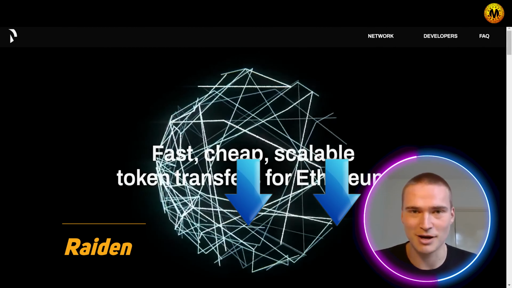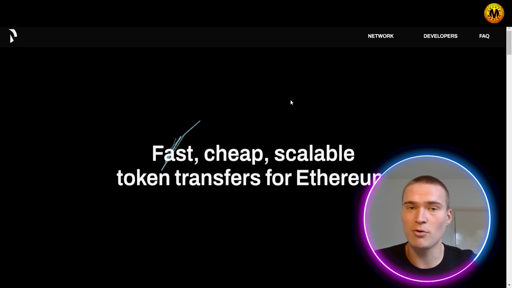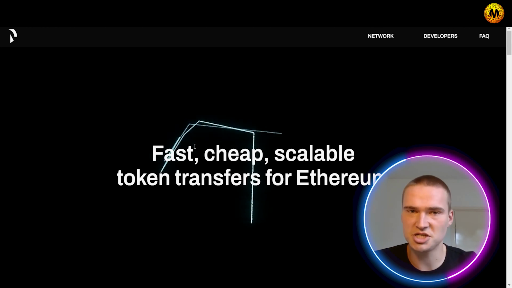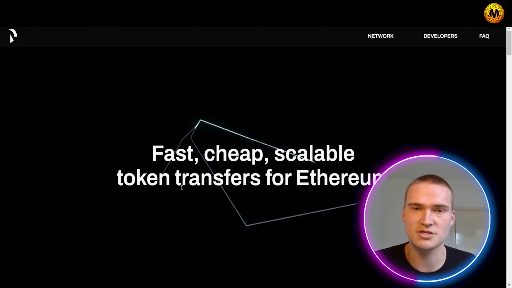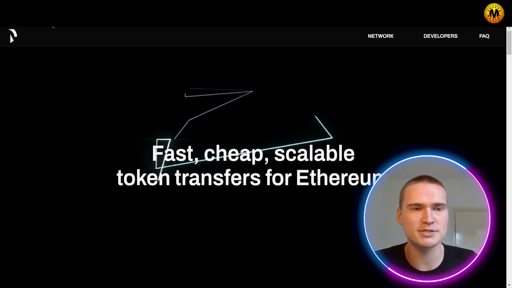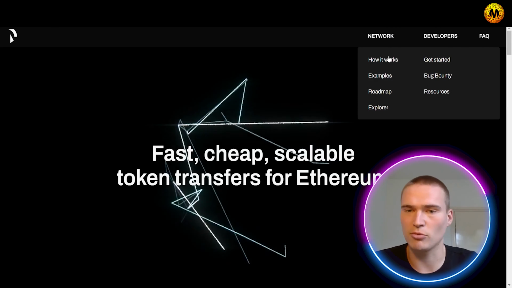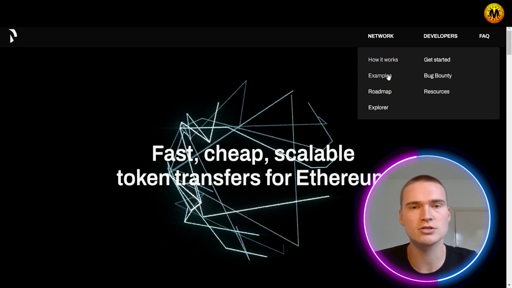So first I wanted to talk about Raiden Network, which in simple words provides fast, cheap, scalable token transfers for Ethereum. Right here is their website, raiden.network. Here you can find out more about how it works, some examples of Raiden Network, their roadmap, their own explorer, but also for developers. So if you're a developer, this is pretty handy: how to get started, a bug bounty, and some resources you need, along with some frequently asked questions up here at the right.